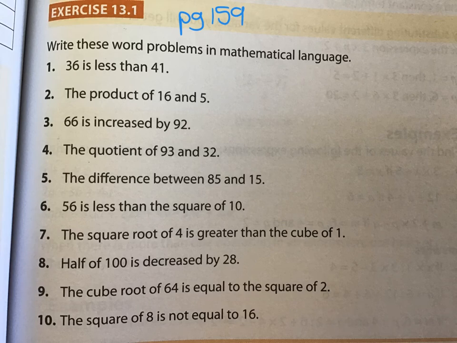So when they say 36 is less than 41, they want to know that you know the symbol for is less than. 36 is less than 41. In this case, it's not a minus sum. I know less than can also mean minus, but then they would have said, what is 36 less than 41? Or they would have said, work out 36 less than 41. But when they say 36 is less than, then all you need to do is indicate with the smaller than symbol. Remember, the smallest side points to the smallest number.